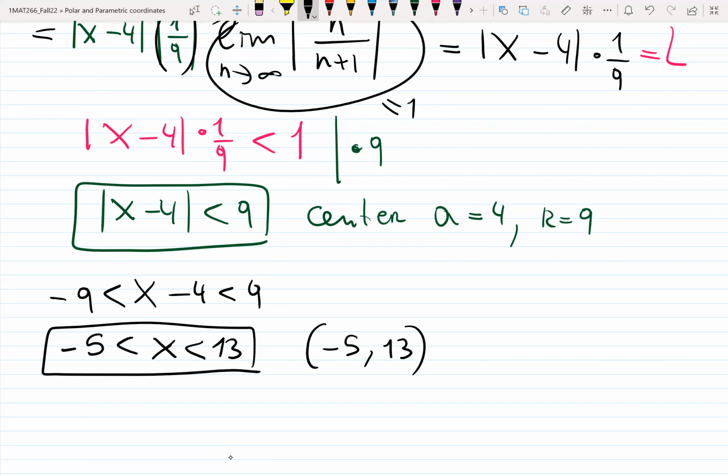You can always check: the radius better be 9 and the center better be 4. So what is the center of the interval from minus 5 to 13? If you add them together, what is the middle? It better be 4 or else something is wrong. That's how you should check yourself. 13 minus 5 is 8, 8 over 2 is 4, so the center is 4. And the step size from 4 to 13 is 9, and from minus 5 to 4 is also 9. That's how you know that you did not mess up. You can always check yourself.